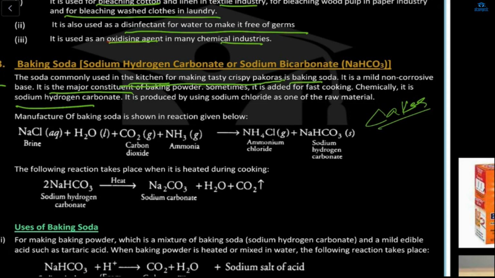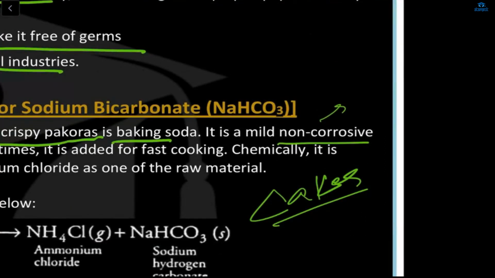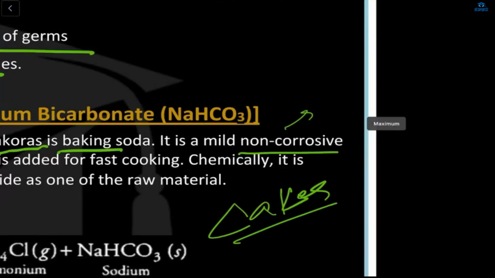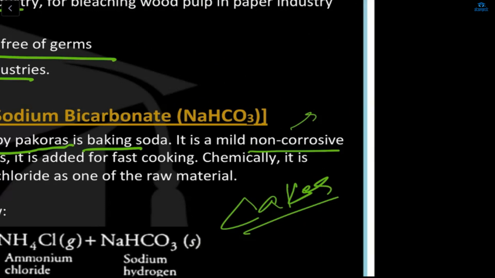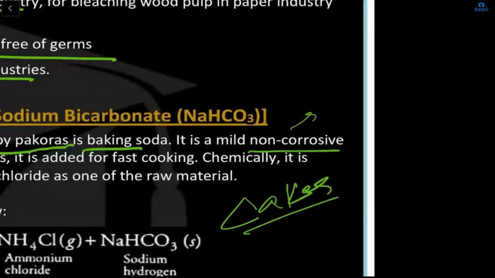Non-corrosive means not having the power to corrode. Corrosion means, for example, that iron filings get corroded if we keep them in the environment with the help of water droplets. So here, ma'am, it means it's just a weak base, right? Yes, it's a weak base.